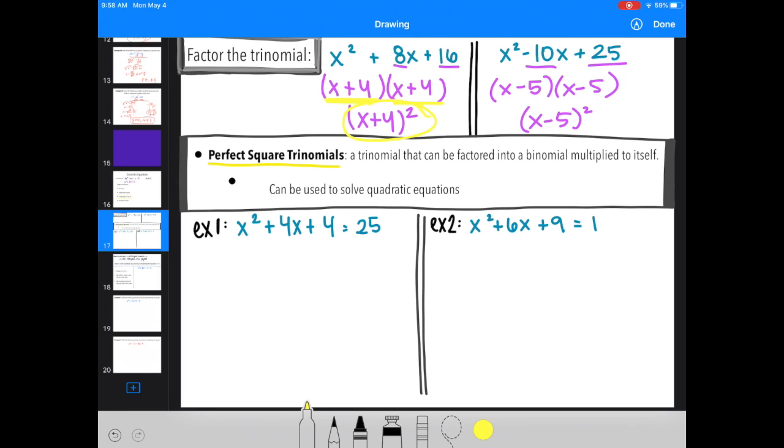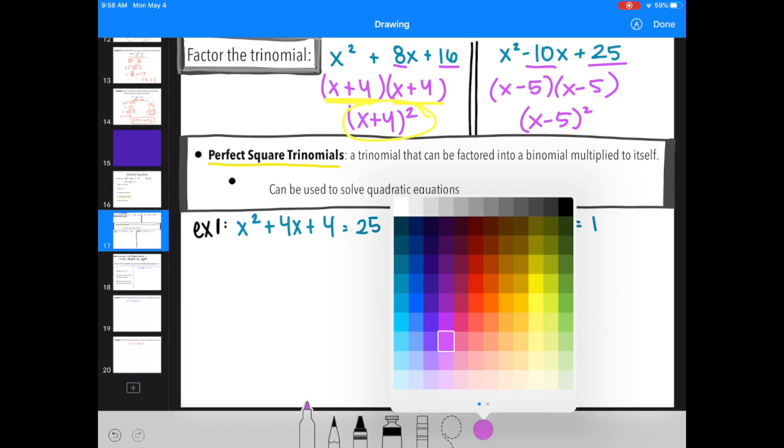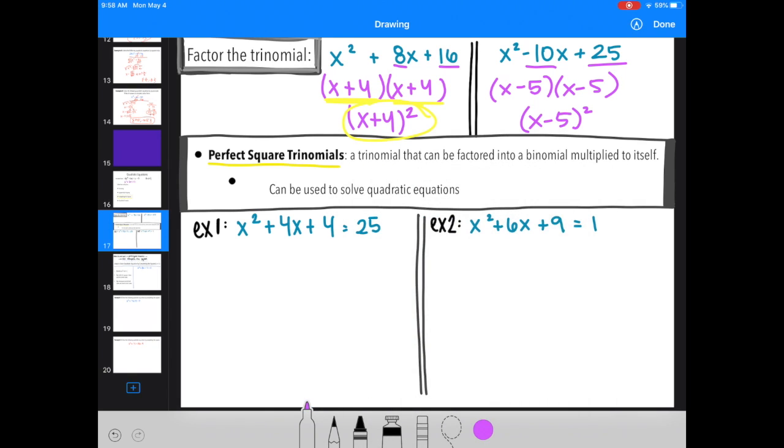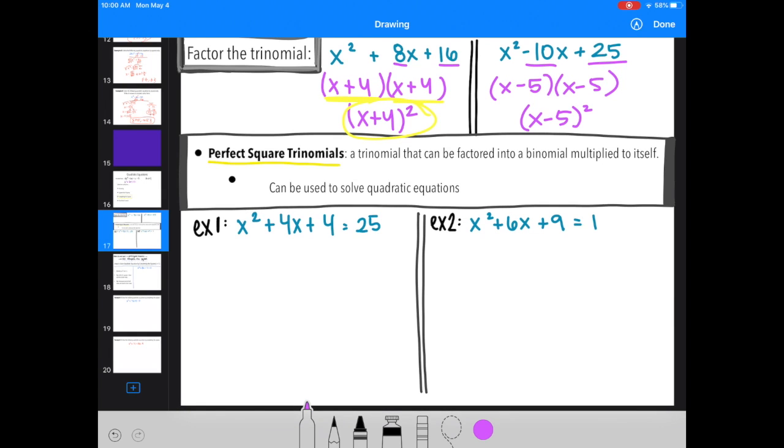And that is important because we use it within quadratic equations. So let's do a couple more examples of factoring perfect square trinomials before we tie it into quadratic equations. And here in examples 1 and 2, my goal is going to be to factor the perfect square trinomial and then solve the equation by the square roots.